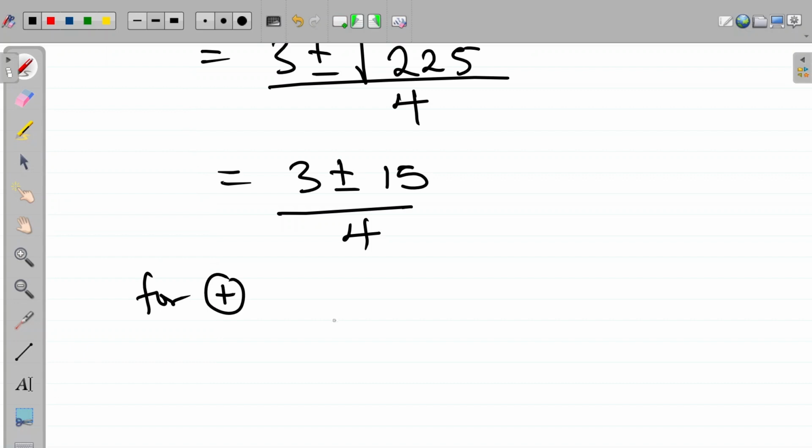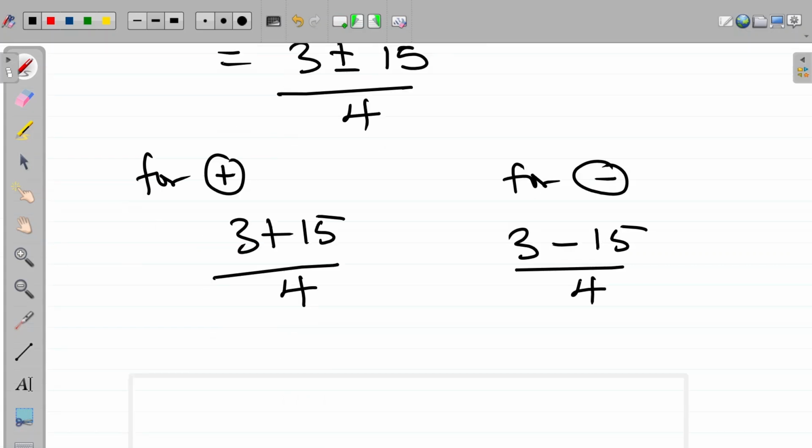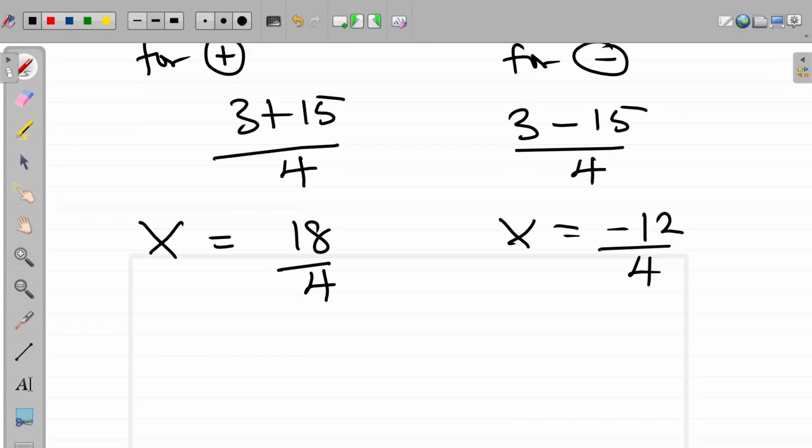for plus, we have that 3 plus 15 divided by 4, and also for minus, we have 3 minus 15 divided by 4. So x is equal to 3 plus 15 is 18 divided by 4, and 3 minus 15 is minus 12 divided by 4. So therefore x is equal to 4.5 and x is equal to minus 3.